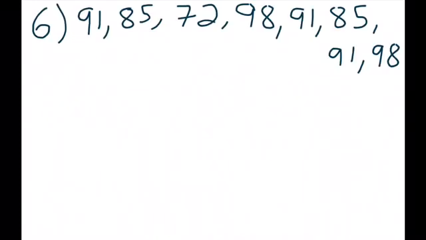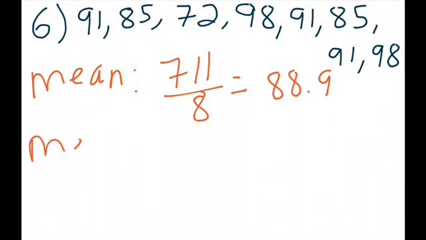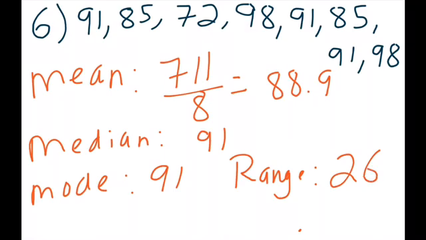Okay, number 6, the mean. When you add all those numbers up, you should have got 711. Divided it by 8 because there's 8 numbers. And you get 88.9. The median, I'm just going to tell you the answers for these last 2 to save time. It's going to be 91. In this case, the mode is also 91, the number that occurs the most. And the range, largest minus the smallest number, is going to be 26.